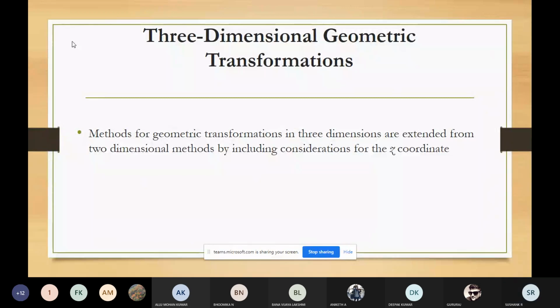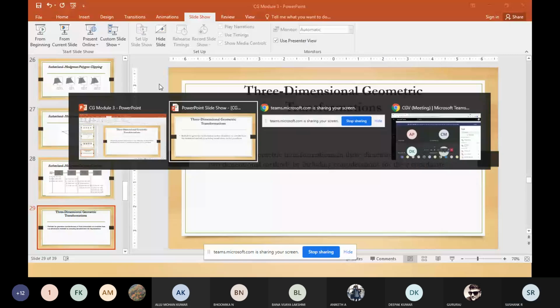Slides are visible, right? Yes. Is the slide visible?